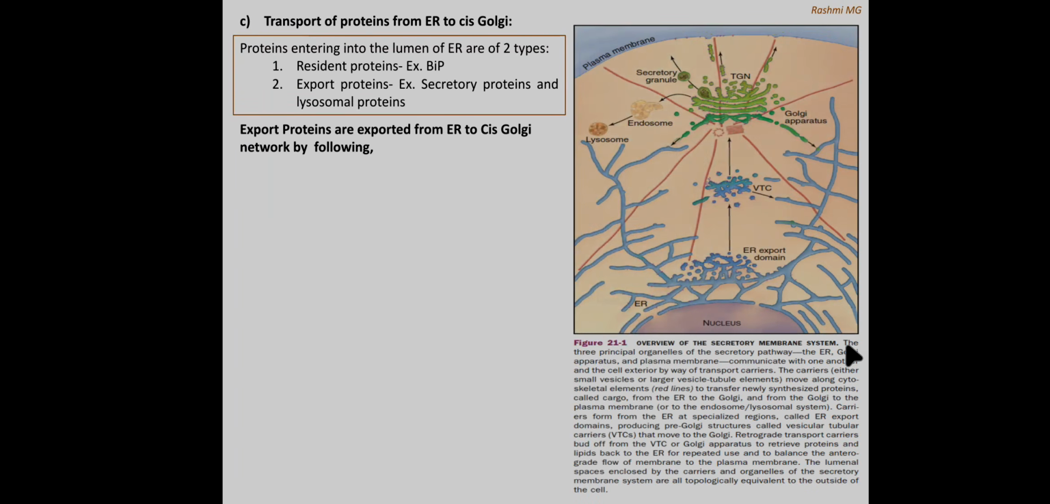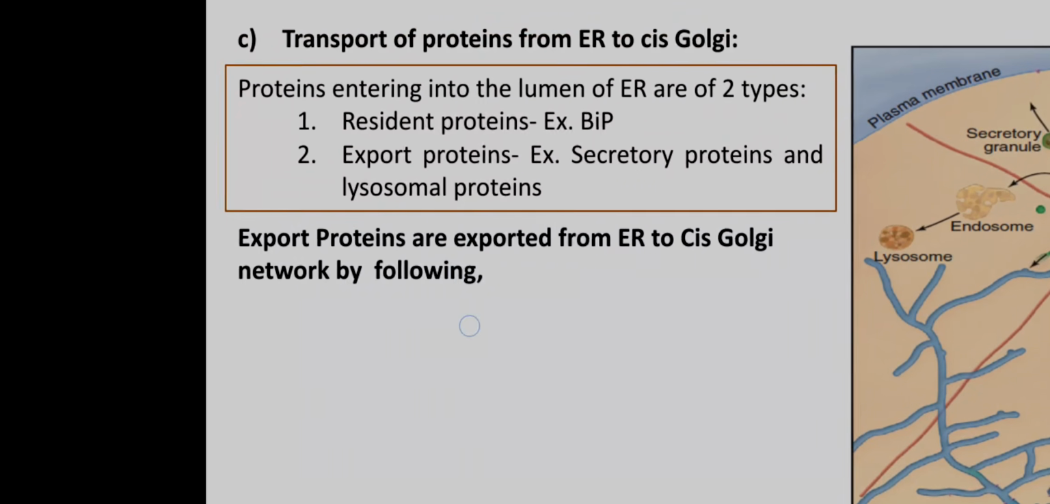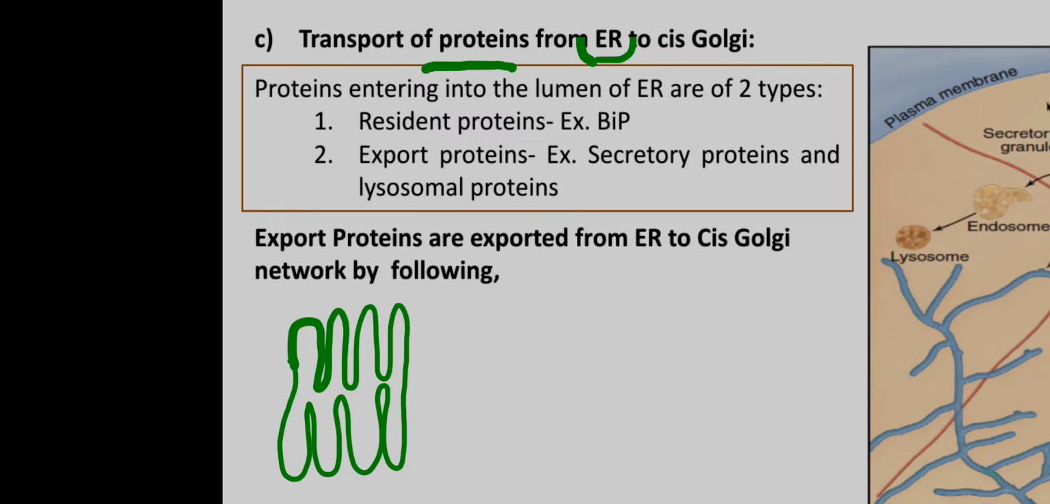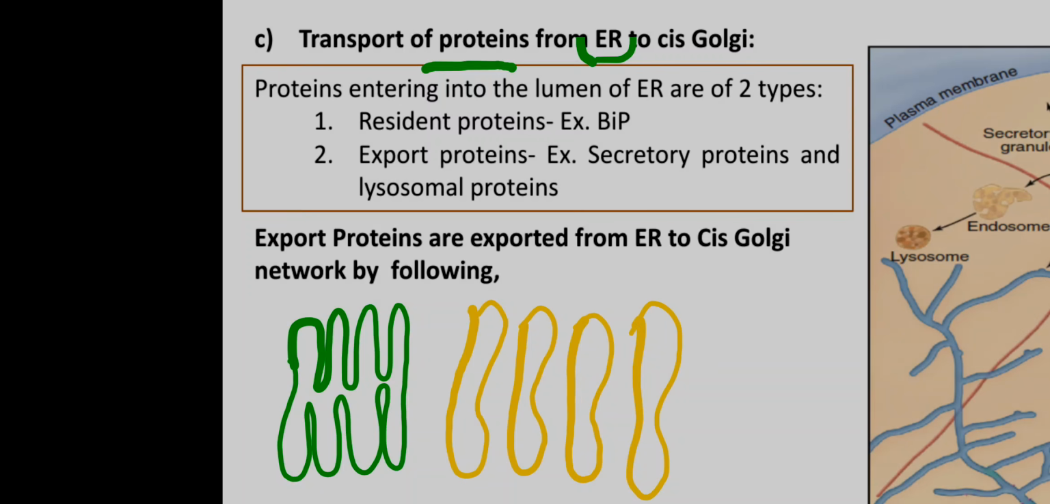Now we are learning about transport of protein from ER to cis Golgi. So if this is ER, then next is Golgi. Golgi has two structures, cis and trans. This is cis and this is trans. Now we are going to learn how the protein is transported from the ER to the first part of the Golgi, that is cis.